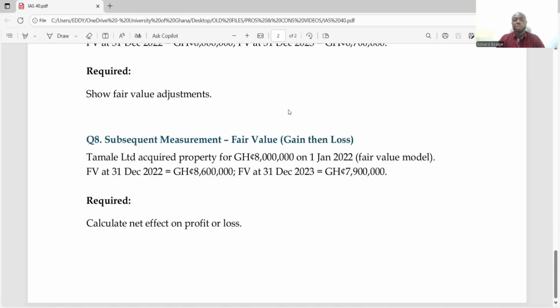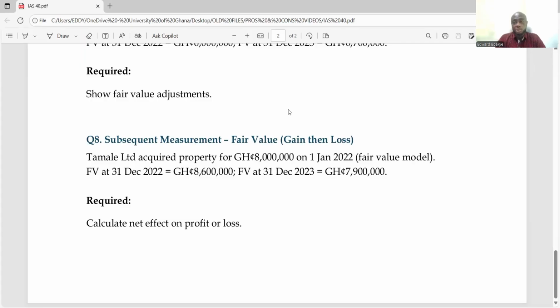But going into December 2023, the asset came down to 7.9. So something which was 8.6 has now come down to 7.9. So meaning we are losing 700,000. We are losing 700,000. And all will have its effect in our P&L, whilst the fair value will be in our financial position.